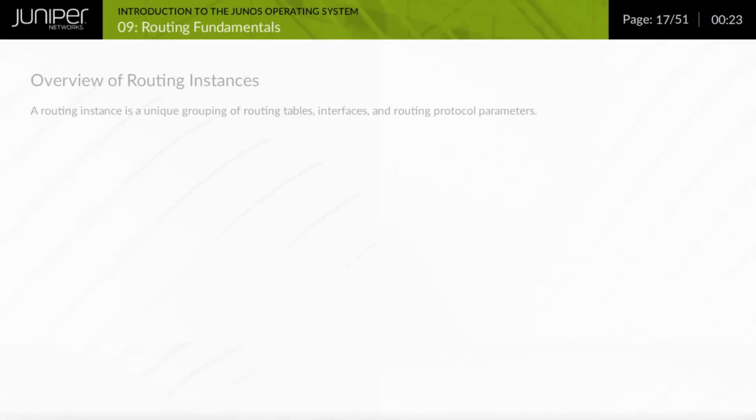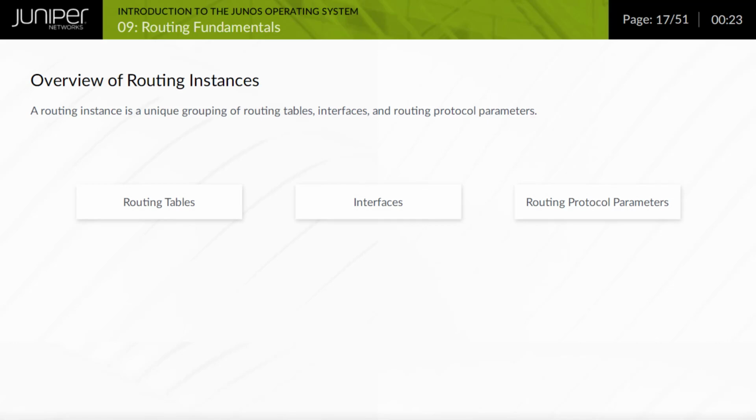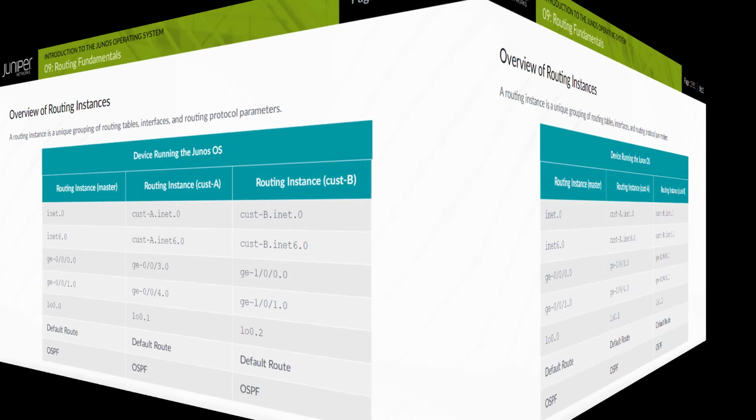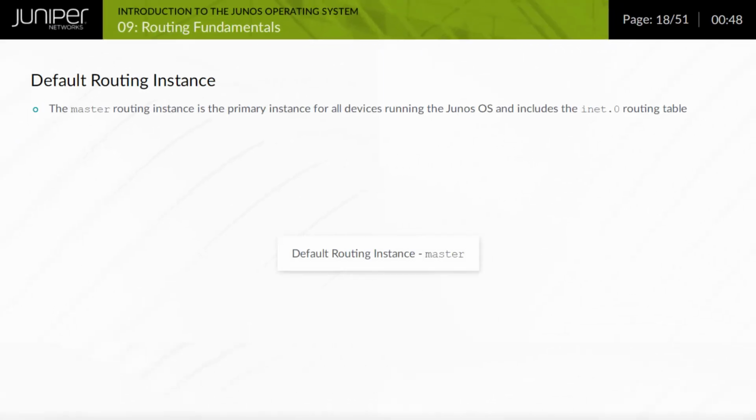The Junos OS logically groups routing tables, interfaces, and routing protocol parameters to form unique routing instances. The device logically keeps the routing information in one routing instance apart from all other routing instances. The use of routing instances introduces great flexibility because a single device can effectively imitate multiple devices. The Junos OS creates a default unicast routing instance called the master routing instance.